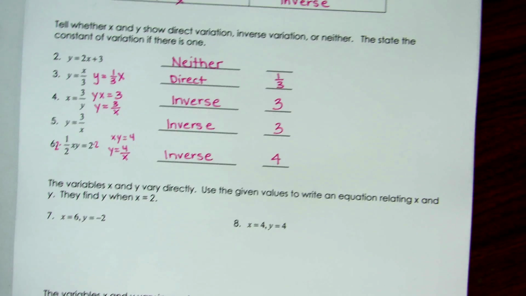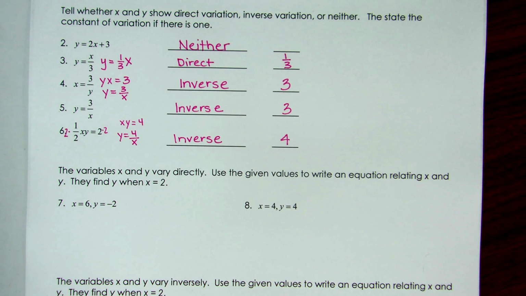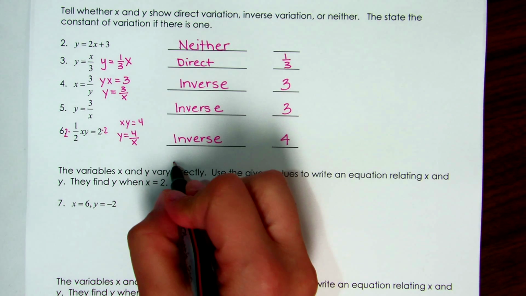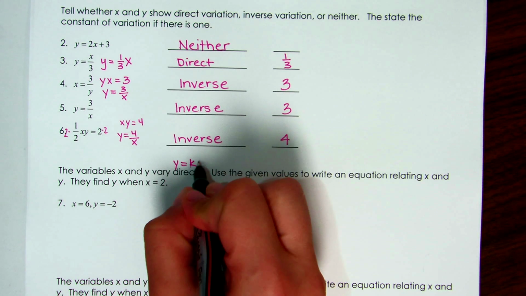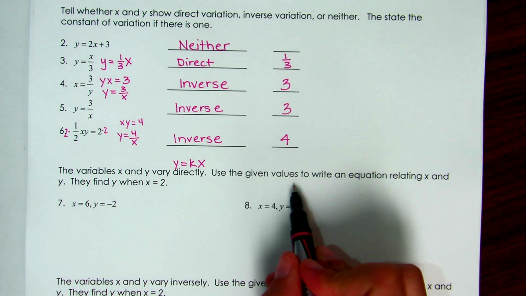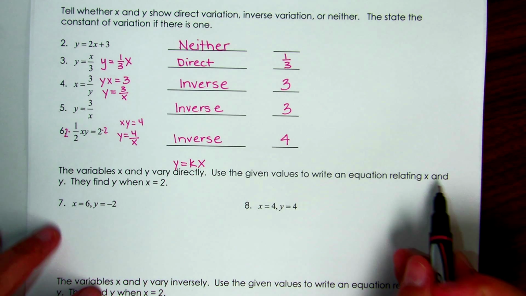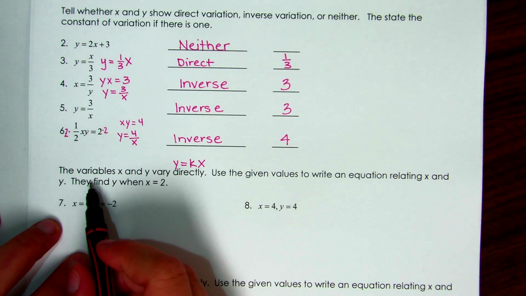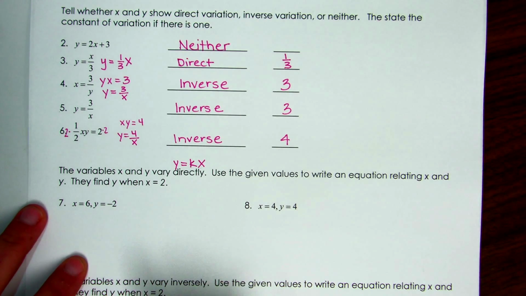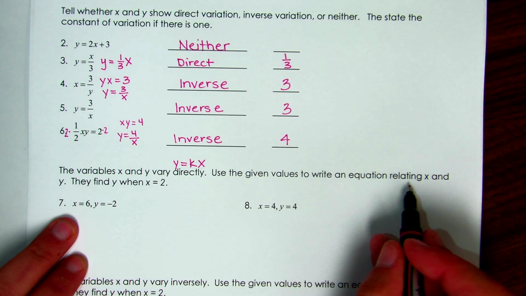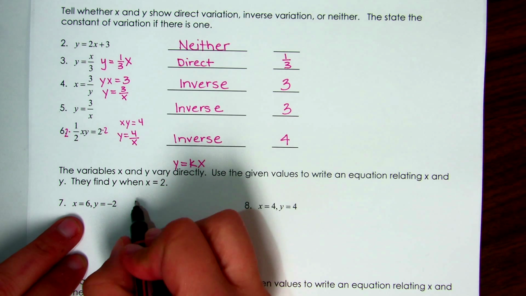In the next section, it says the variables x and y vary directly. Directly is y equals kx. Use the given values to write an equation relating x and y. Then, find y when x is 2. So the first one is write an equation relating them. That means I need to find k.